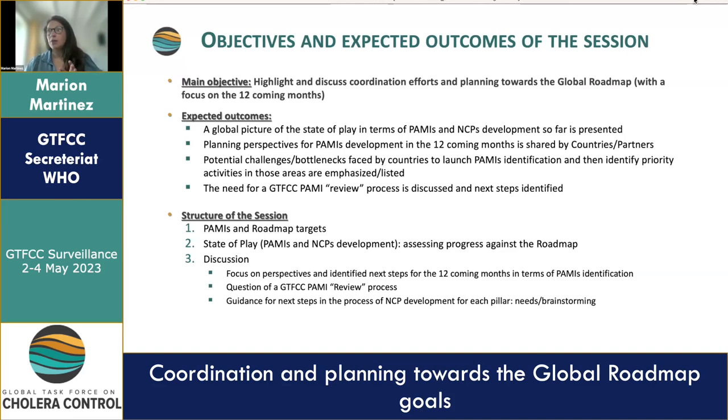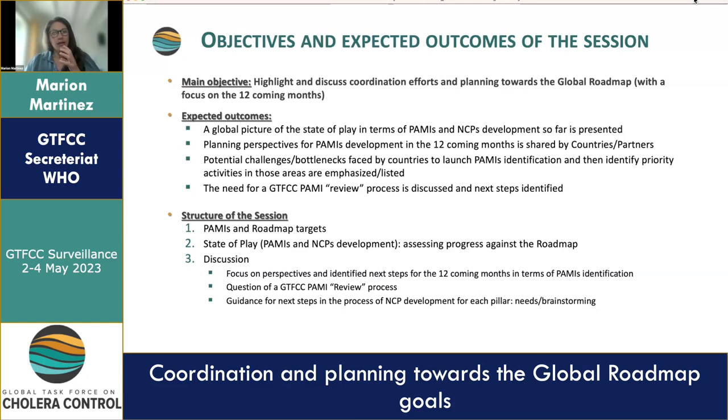The second expected outcome is to discuss with the audience here and online the planning for priority areas identification within the 12 coming months. Here I will call on both countries and partners sitting in the room to gather and build a landscape of the plans for the 12 coming months, with the idea to be able to better coordinate, and also for countries to have a better picture of who could support which exercise and where.